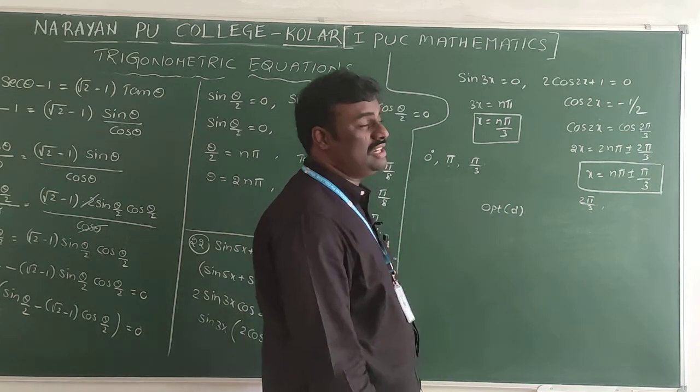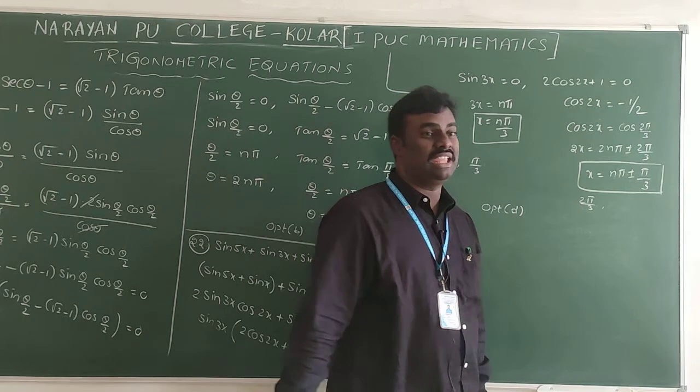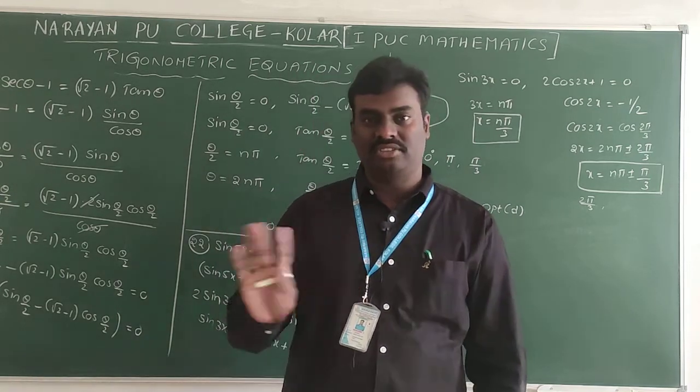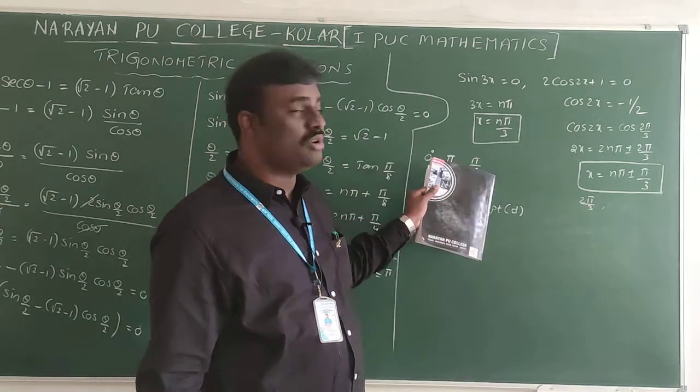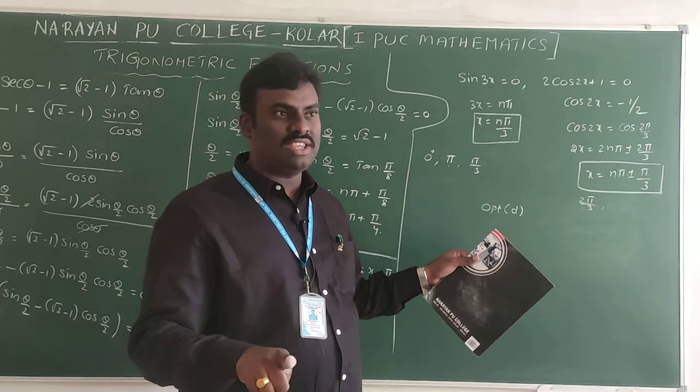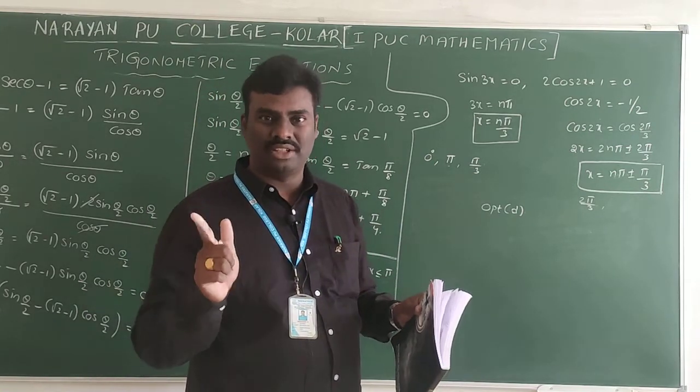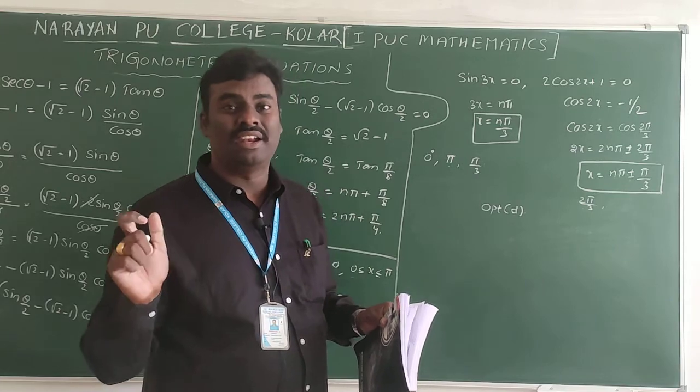Change the option, students. In your textbook they have given 3 solutions, but it is not 3 solutions. Totally how many solutions will you get? 4 solutions. 4 is not given in the first, second or third option. That's why the answer is what? None of these.